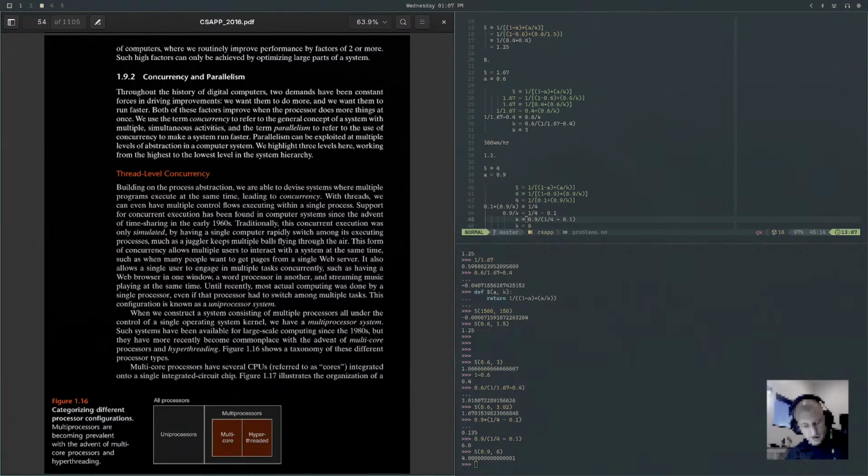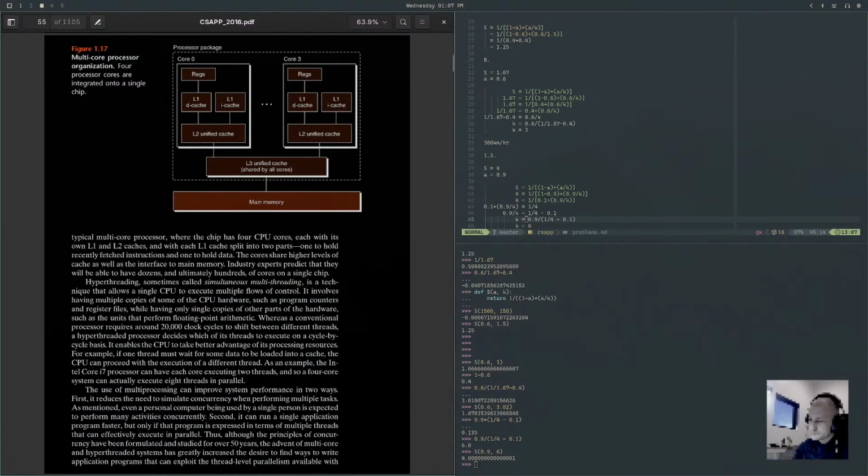So we got this diagram down here categorizing different processor configurations. Multiprocessors are becoming prevalent with the advent of multi-core processors and hyperthreading. So you've got all processors, and then you get 2 categories. You've got uniprocessors, and then you've got multiprocessors, which are a different set. Inside that you have multi-core and hyperthreaded, and you can have multi-core hyperthreaded. You have a combination of the two. I think that's SMT. Hyperthreading is SMT.